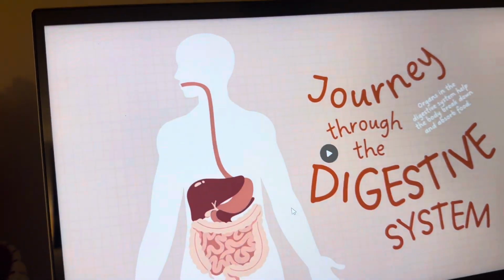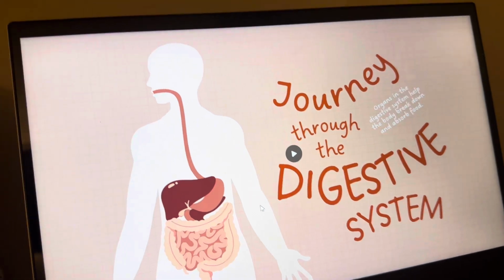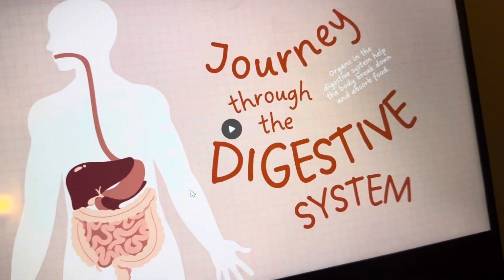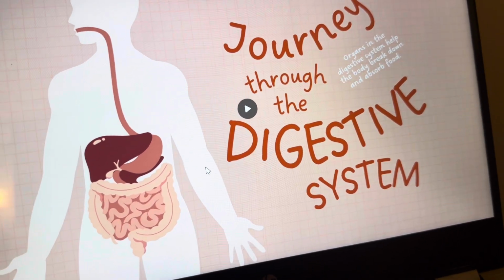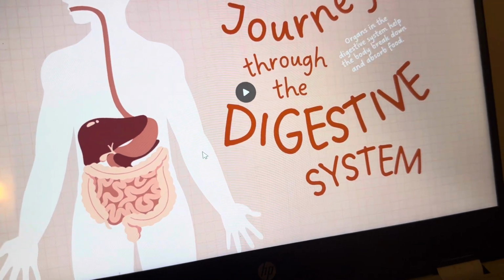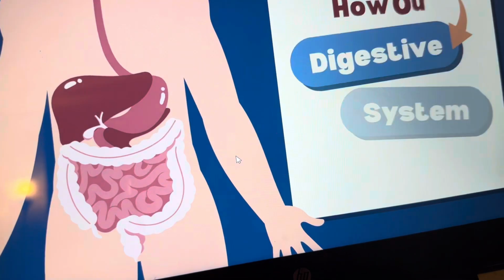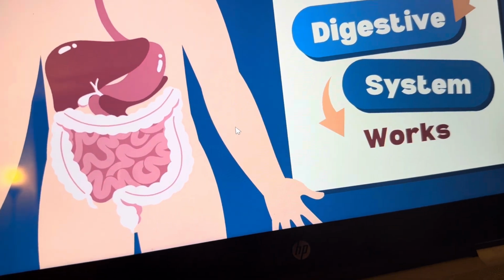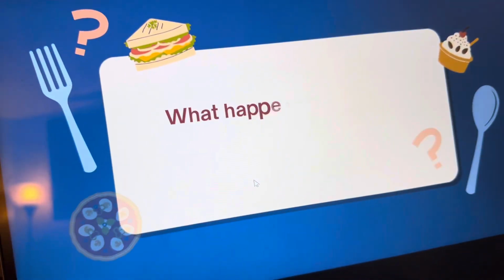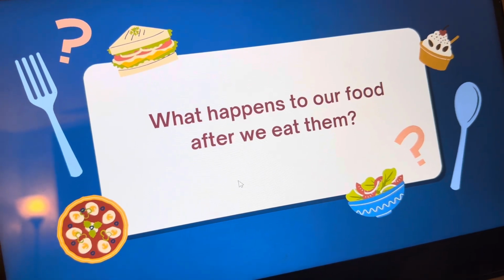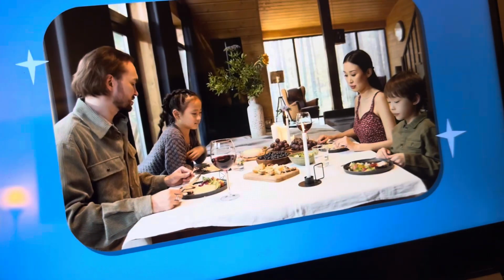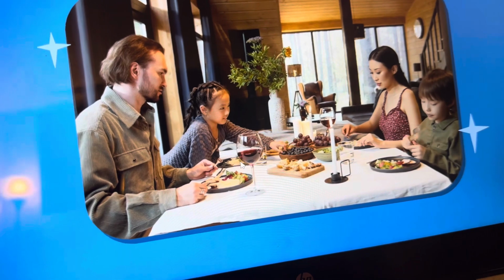Today, we are going to learn about the journey through the digestive system. Organs in the digestive system help the body break down and absorb food. So how does the system work? As we're eating, we don't really think about what's happening to our food. And after we eat it, we don't think about it either.